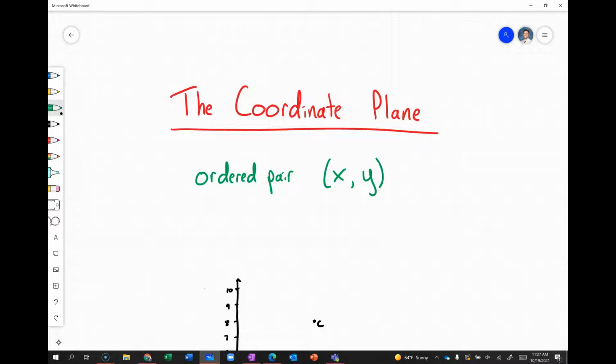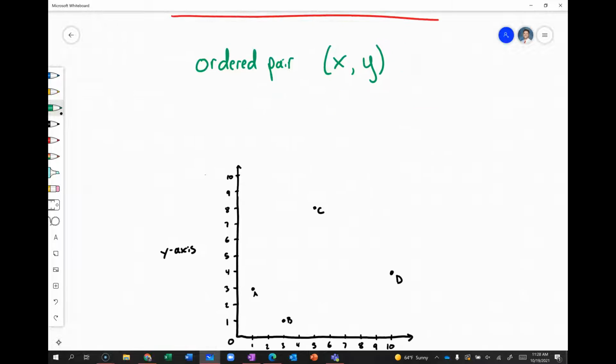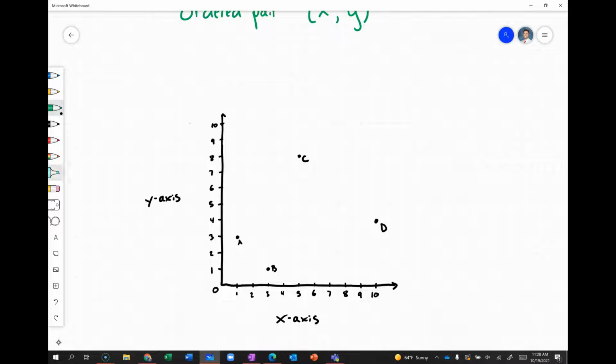So the first thing I have written here is ordered pair. Now an ordered pair is simply a list telling you a point's location by giving you where it is on the x-axis and where it is on the y-axis. So looking at our coordinate plane here, this down here is our x-axis. So this tells us the x value of our point. So that's our x-axis. And the other one running vertically is our y-axis.